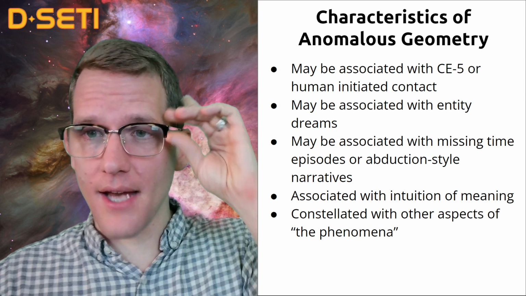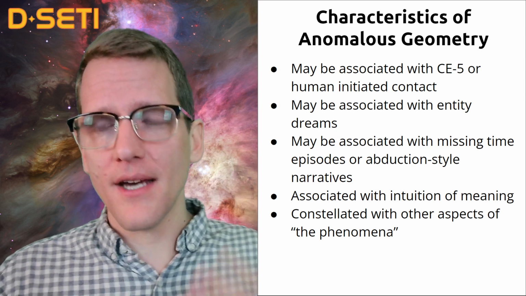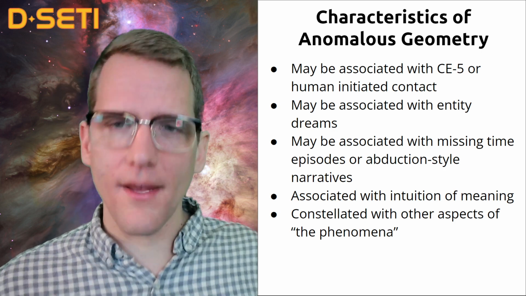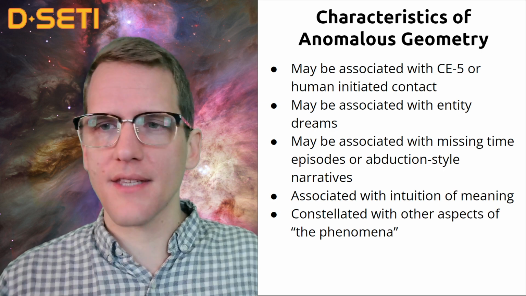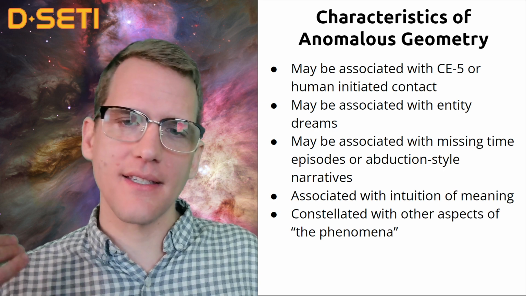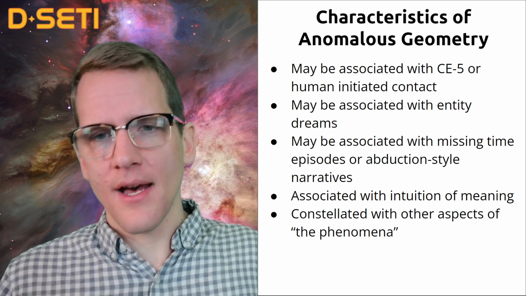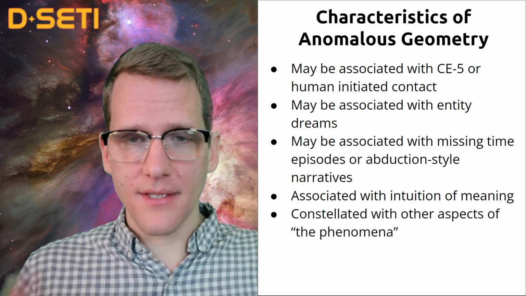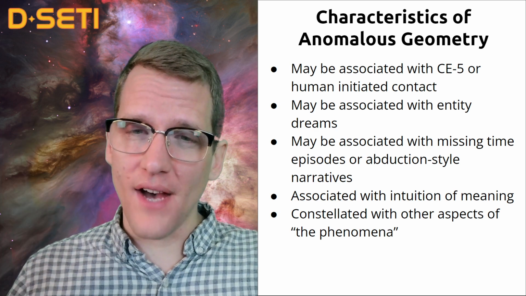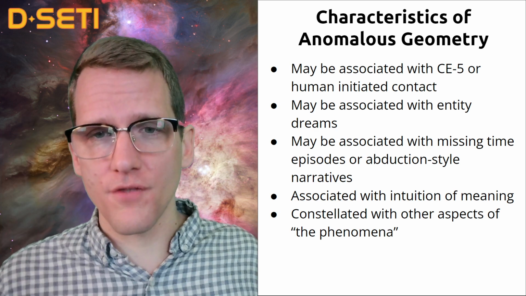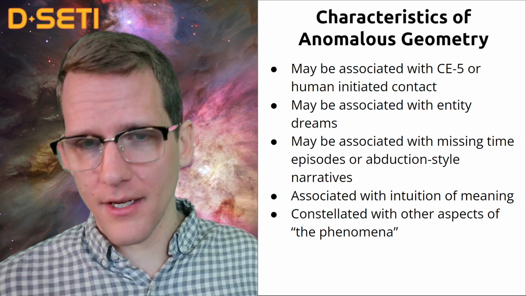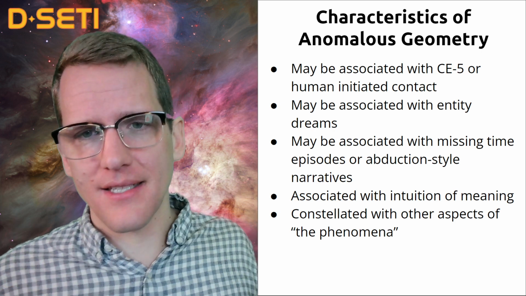The characteristics of anomalous geometry I'm looking for may be associated with CE5 or human-initiated contact. So if there's some general level of invitation or experience there with CE5, that's really interesting to me, because I feel that these highly geometrical communications, the dots in a line involving these ruler and compass method of construction, really do come out of CE5 context, or from people who have a sort of general orientation of consent to respectful and non-harmful interactions with non-human intelligences. That's the type of context it's coming out of.